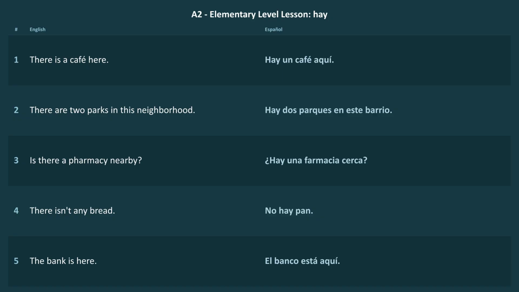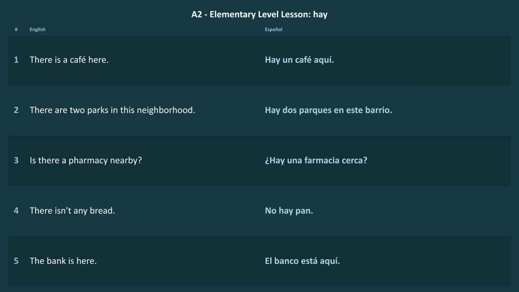Quick side note. En el centro means downtown or in the center. Very useful when talking about places. Also, cerca means near or nearby. And lejos means far. So you can say está cerca, it's nearby, or está lejos, it's far.